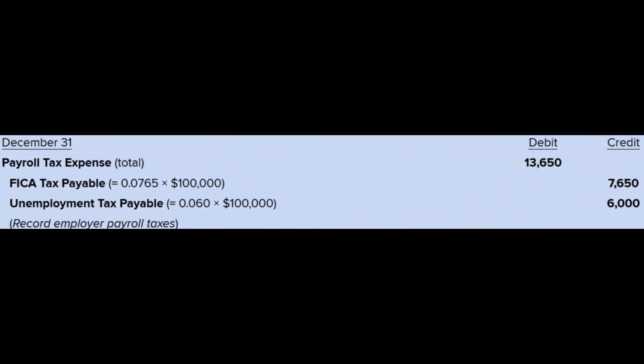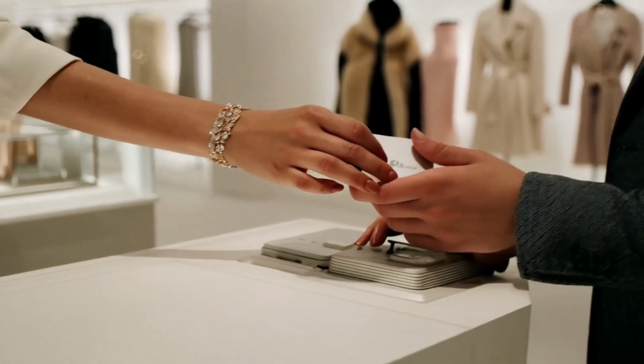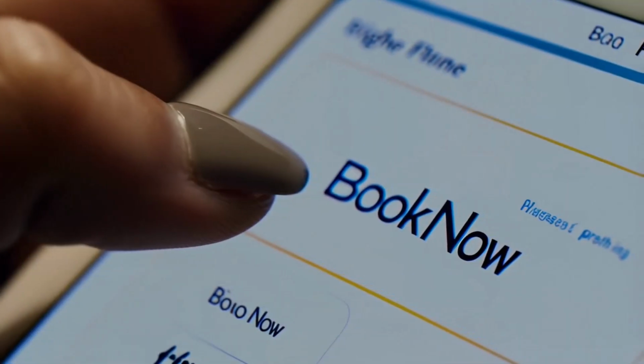Next, the company records its own additional payroll expenses. This entry debits payroll tax expense for the employer's share of FICA and unemployment taxes, and it credits the corresponding payable accounts. These are extra costs to the company above the $100,000 salary. Now let's look at a couple of other common current liabilities.